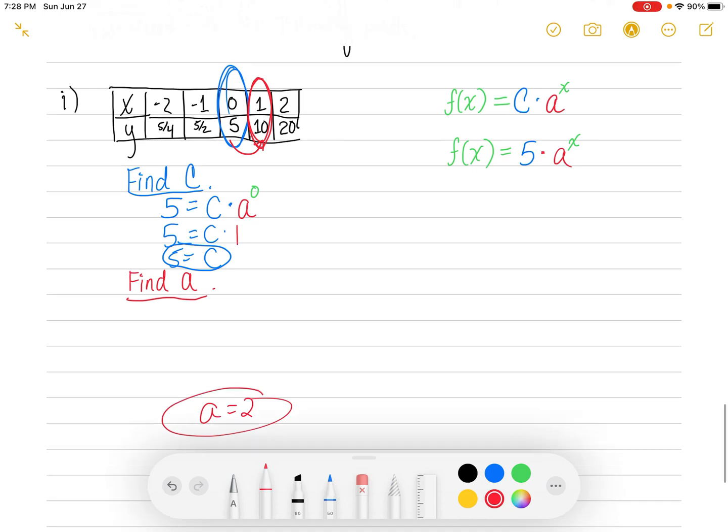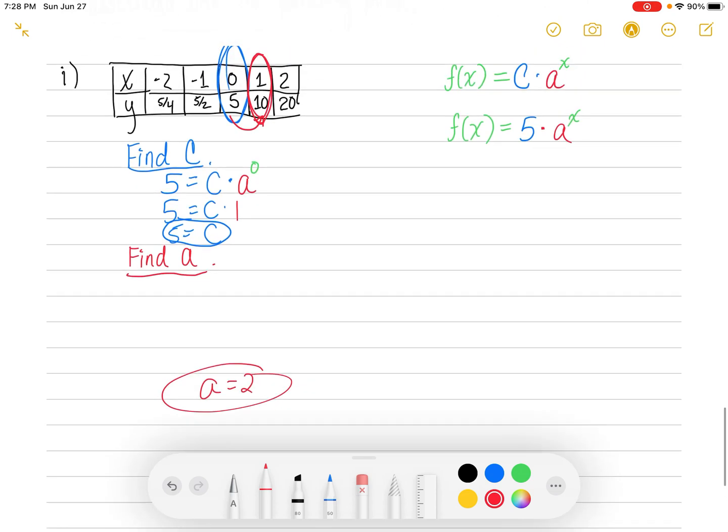Now I'll show you the formal way to do it. Let's take this point right here, 1, 10, right? The x is 1, the y is 10. So in for the y, the f of x, I'm going to plug a 10. So I got 10 equals, we already know c is 5, times a is unknown, and x here is 1. So I basically have 10 equals 5 times a. I divide both sides by 5, the 5's cancel, and I get a is 10 over 5, or 2. But that's a long way to do it.